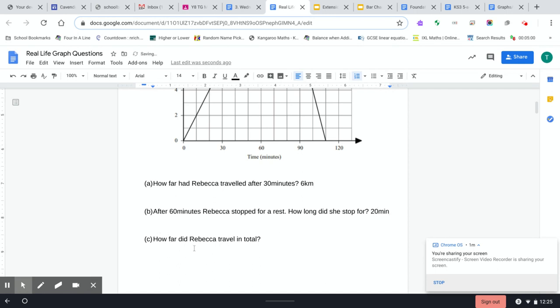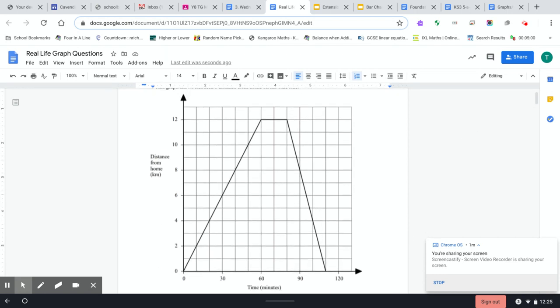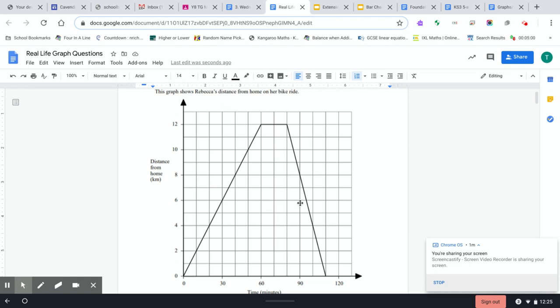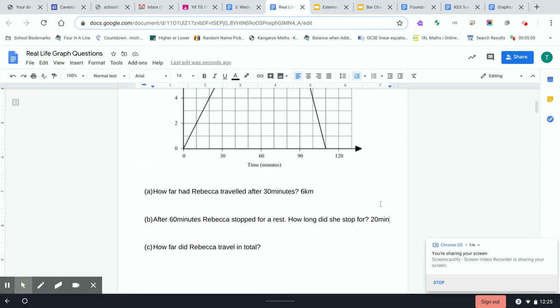And then the last one, how far did Rebecca travel in total? Okay, some people had different answers to this. It says in total, she traveled 12 kilometers to get there and then took a rest. And then she came back. So it's actually 24. So 12 there and 12 back is 24. That answer would be 24 km. Okay.